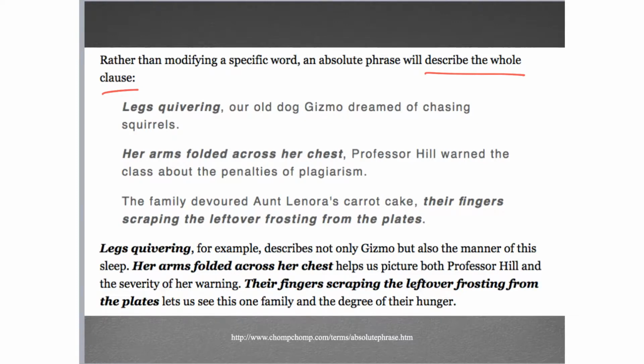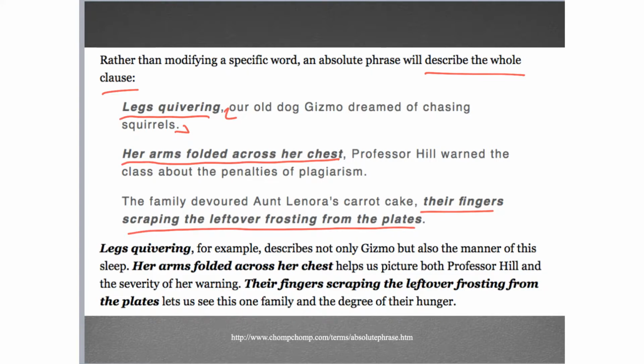So you can see that these are bolded and italicized: legs quivering, her arms folded across her chest, their fingers scraping the leftover frosting from the plates. These are all absolute expressions in English. And you can see that the main sentences don't have anything to do with quivering. Legs quivering, our old dog Gizmo dreamed of chasing squirrels. So legs quivering is a self-contained grammatical unit. It does not agree with anything in the main clause, and it provides context or some sort of overarching description or detail for that main clause.